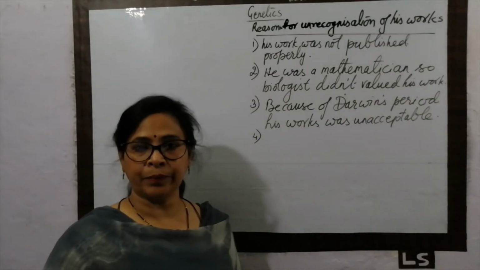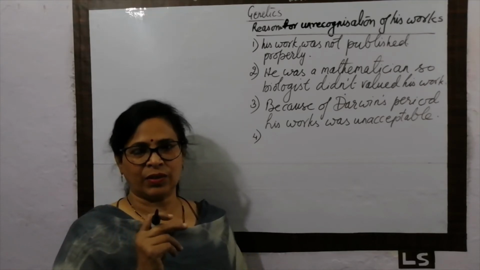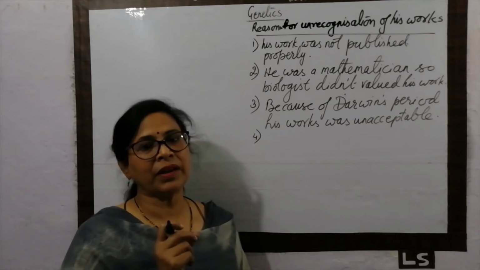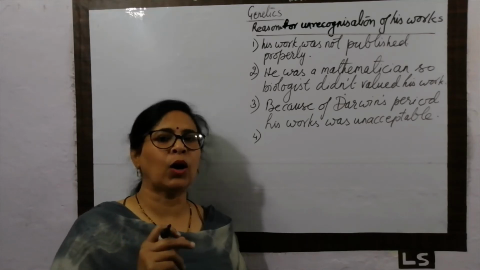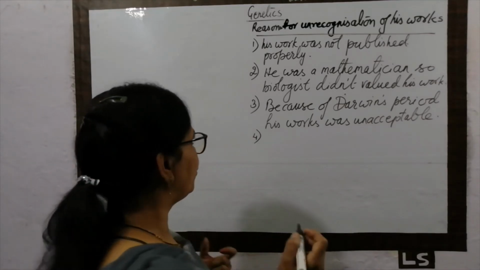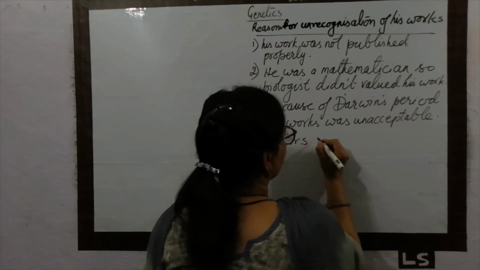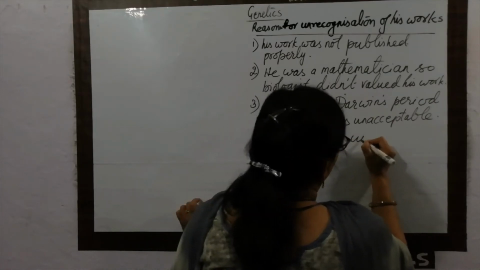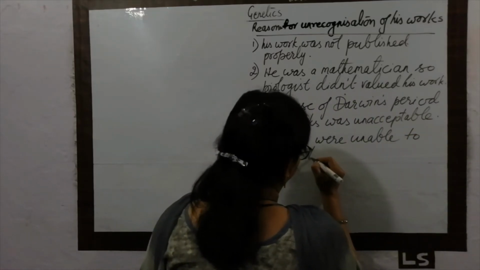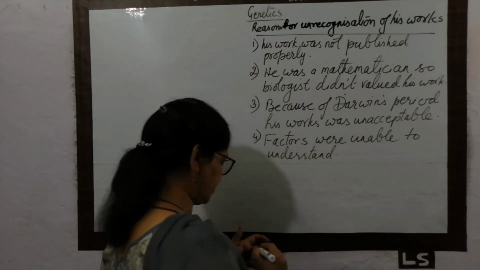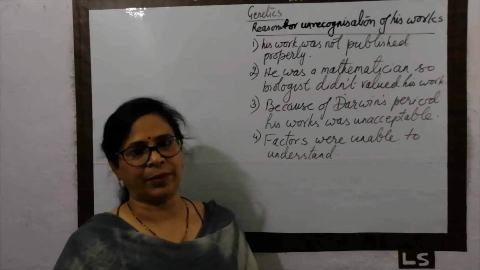There is one more important reason. Today we use the words gene, character, trait, but Mendel used the word factor, and that factor was not easily understood by all the people. He used the word factors for traits or genes. People were unable to understand this word. So these are the basic 4 reasons why his work was not recognized in his lifetime.